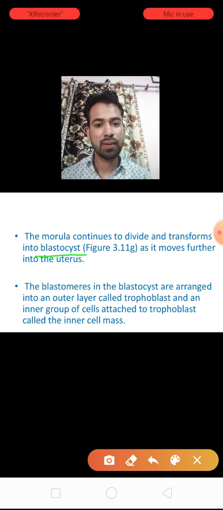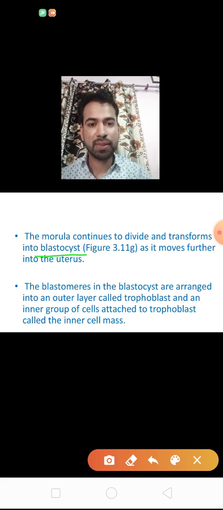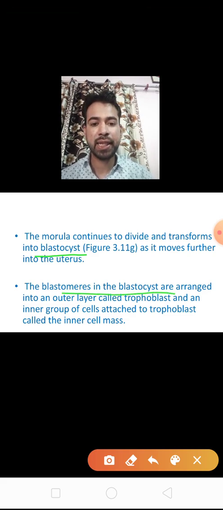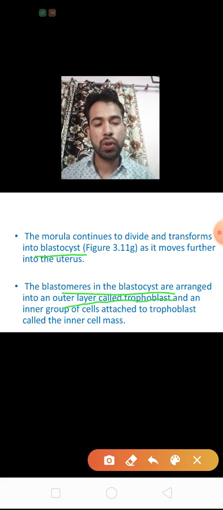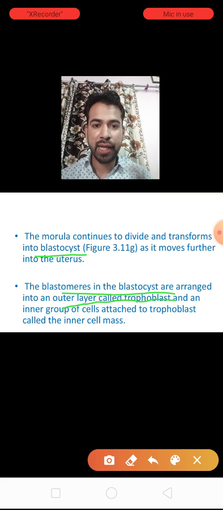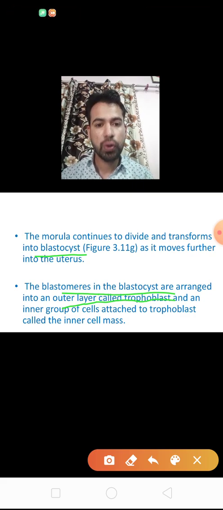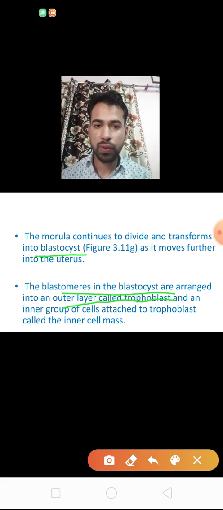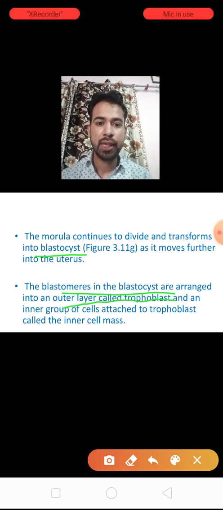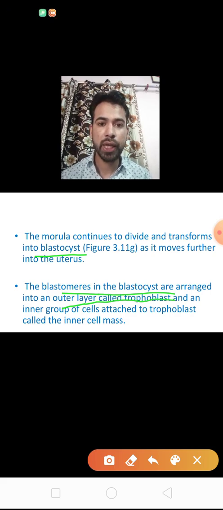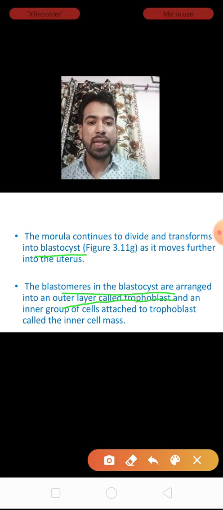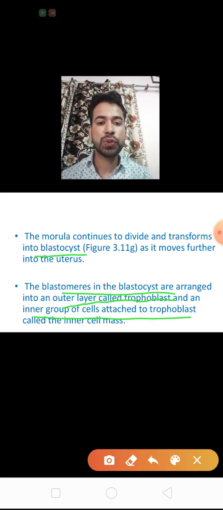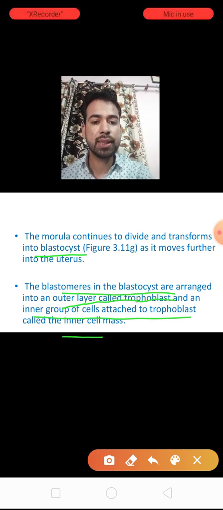Clear? In the blastocyst, they have the blastomeres. The blastomeres in the blastocyst are arranged in the outer layer called the trophoblast. The outer layer of the blastocyst is called the trophoblast and is made up of blastomeres. The first layer formed in the blastocyst is the trophoblast. Clear? Now the inner group of cells attached to the trophoblast is known as the inner cell mass.